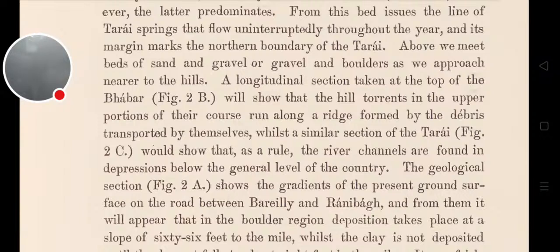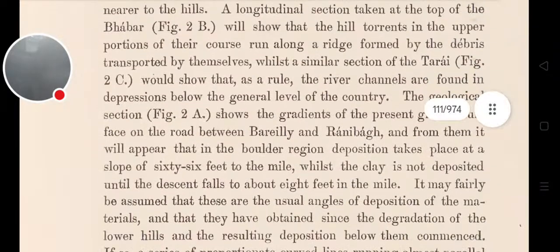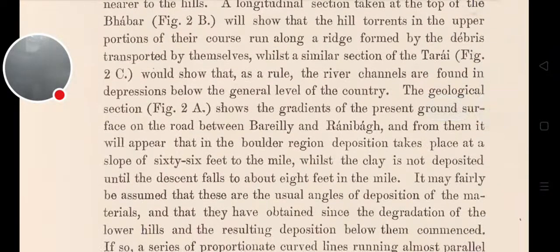Above, we meet beds of sand and gravel or gravel and boulders as we approach nearer to the hills. A longitudinal section taken at the top of the Babar will show that the hill torrents in the upper portions of their course run along a ridge formed by the debris transported by themselves, whilst a similar section of the Tarai, as shown in figure 2c, would show that, as a rule, the river channels are found in depressions below the general level of the country.